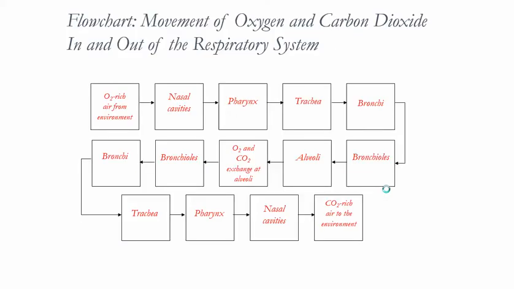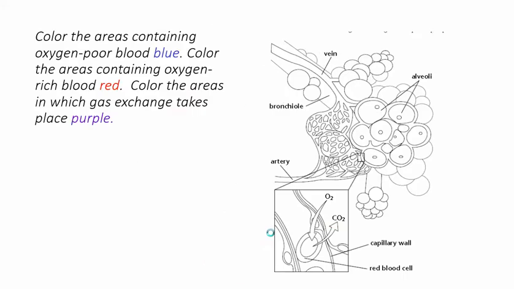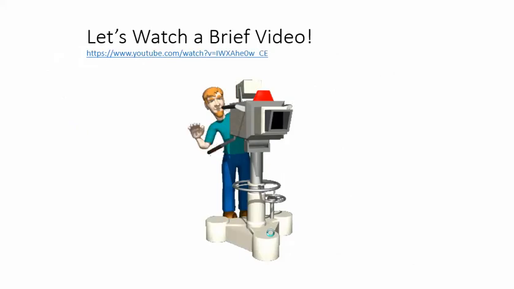You might want to stop here and go ahead and fill in your chart so it shows the movement of oxygen and carbon dioxide in and out of the respiratory system. So this part would be in, okay, until we got to here, all right, and then it starts the out. Here's a diagram for you to color, just to make it a little clearer. In class, we'll watch this video. The link is there for you to go to YouTube to watch it, and it's just on the respiratory system.